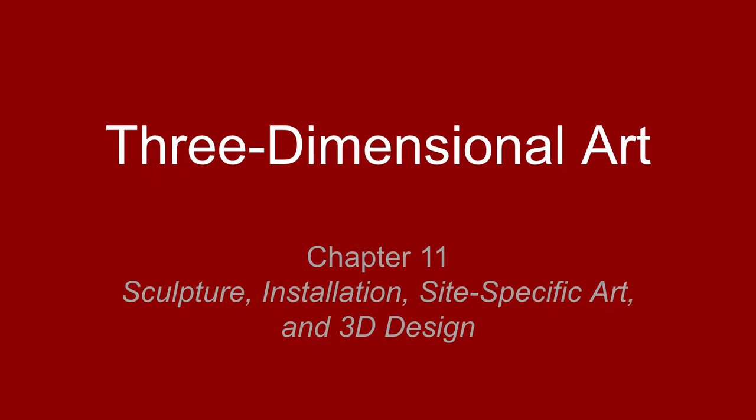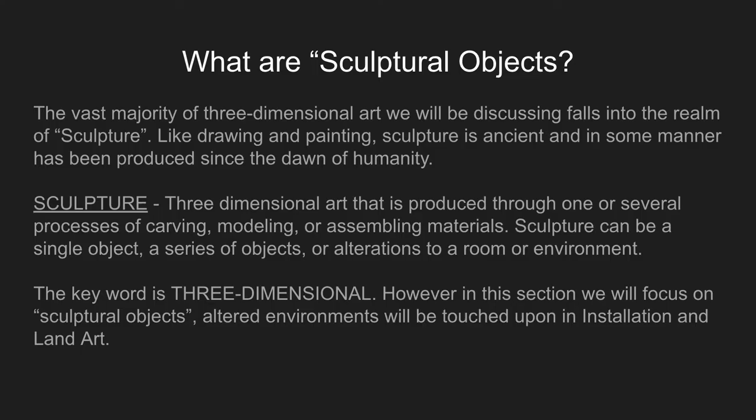Three-dimensional art is, of course, things in the physical world, things that we can touch, things that we can feel, otherwise known as sculpture. So what are sculptural objects? The vast majority of three-dimensional art we will be discussing falls into the realm of sculpture. Like drawing and painting, sculpture is ancient and in some manner has been produced since the dawn of humanity. Sculpture: three-dimensional art that is produced through one or several processes of carving, modeling, or assembling materials.